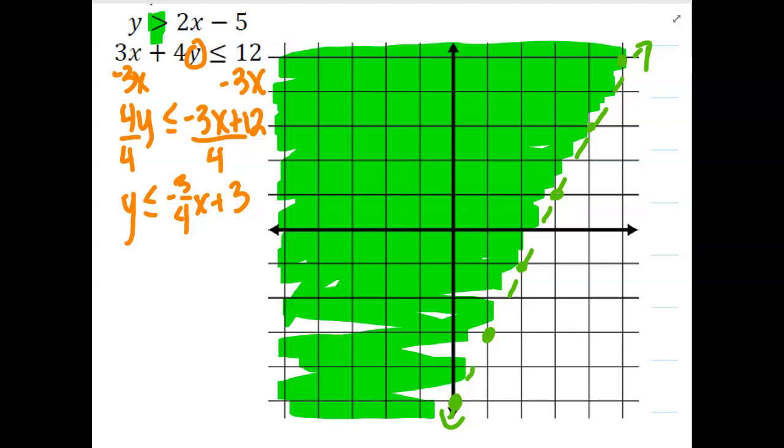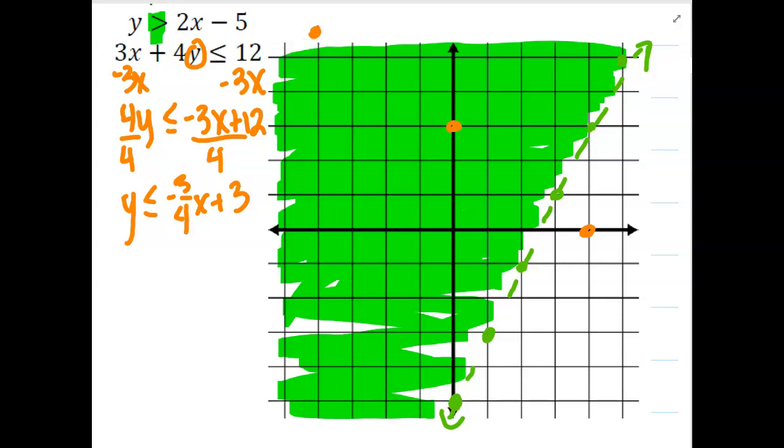And then we can graph this line. So the y-intercept is at 3. So up 3 and put a point. The slope for this one is negative 3/4. So we're going to go down 3 over 4 and put a point. If you want, you could go up 3 left 4, but that will kind of go off the graph a little bit. You can do that if you wanted to.